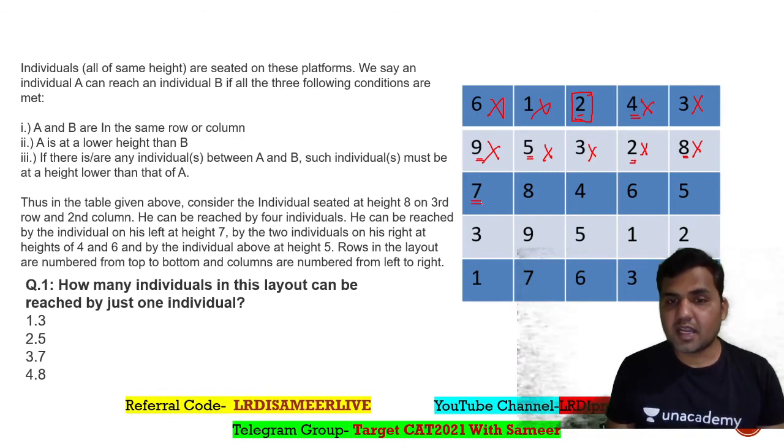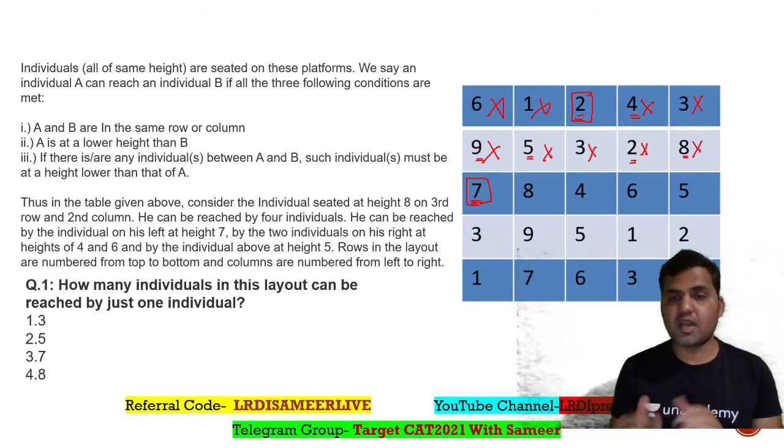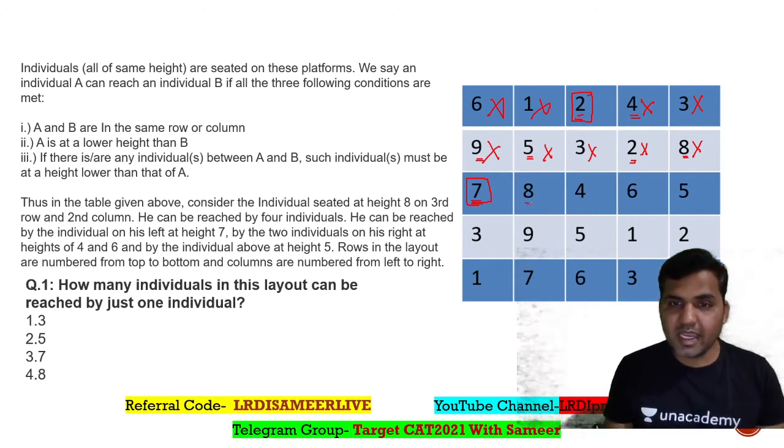7, you can see that can be approached only by 3, right, and the rest of the people are at a higher height, so 7 can be approached only by one individual. I'm looking for those individuals which can be approached by one only. 8, you can see that can be approached by 5 from the top, 7 from the left, eliminated because 2 persons are approaching. Even 4 can approach 8.